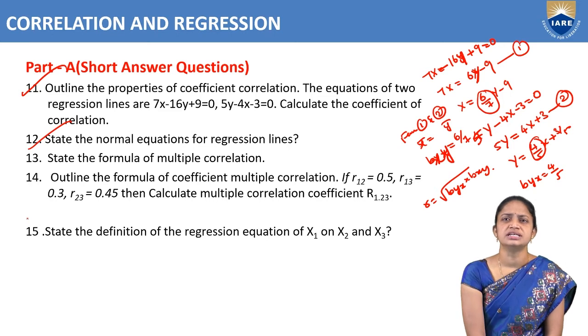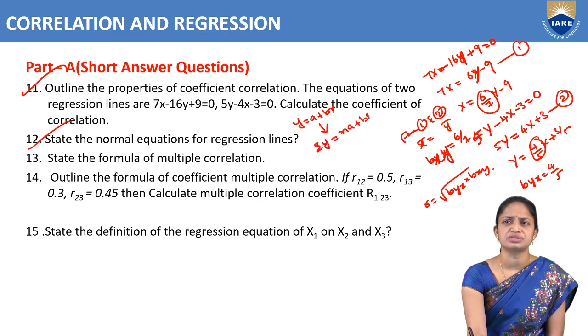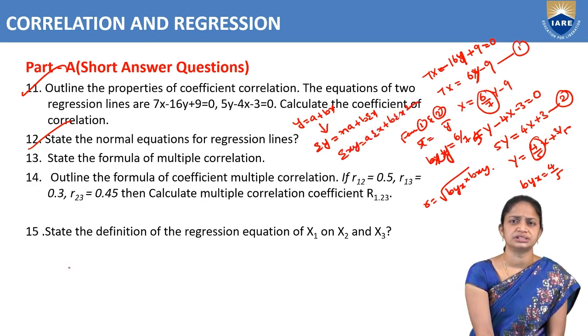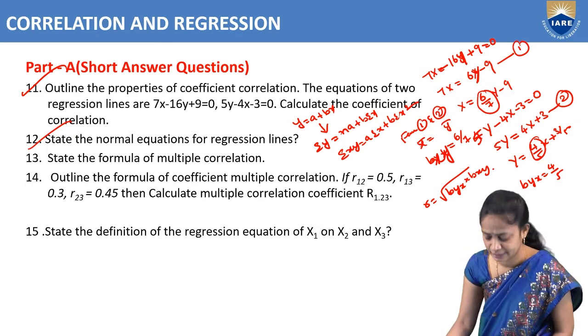Next question is: state the normal equations of regression lines. For y on x, the line is y equal to a plus bx. From that the normal equations are summation y equal to na plus b into summation x, and summation xy equal to a into summation x plus b into summation x square. So next one is multiple correlation.